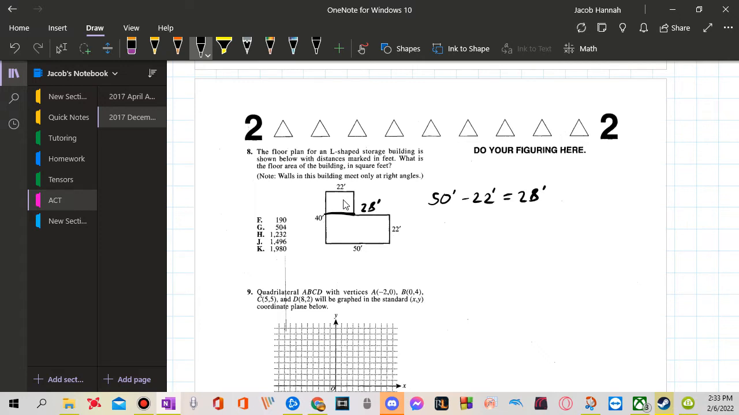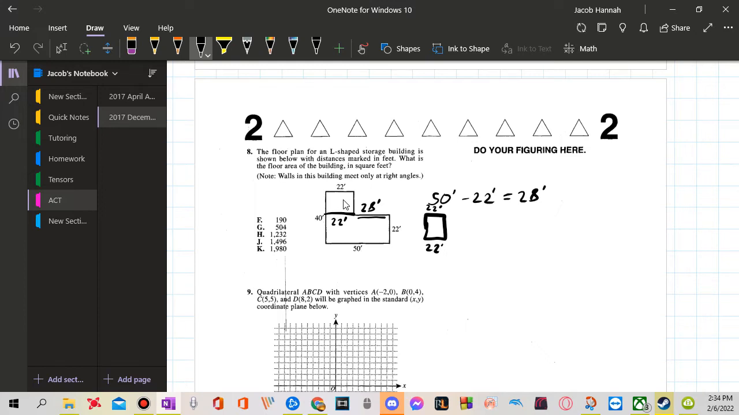Alright, so what are they asking for? The floor plan for an L-shaped building is shown below. What is the floor area of the building in square feet? Okay. Let's separate this like we did earlier. If this is 22, then this side must be 22. And that's the same up here. And so this 28 corresponds to this line.